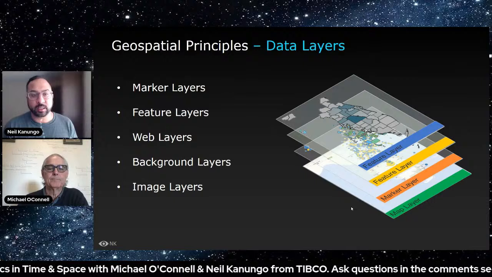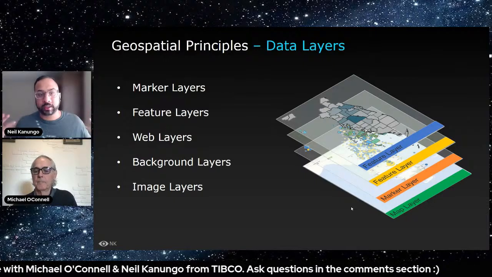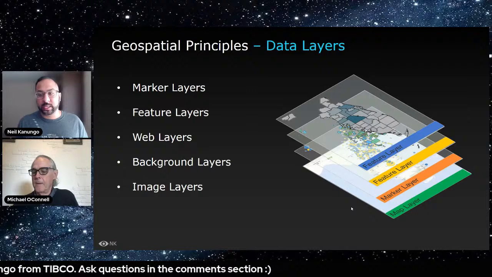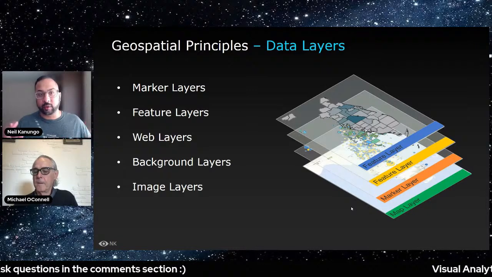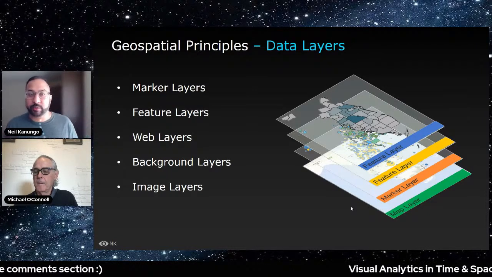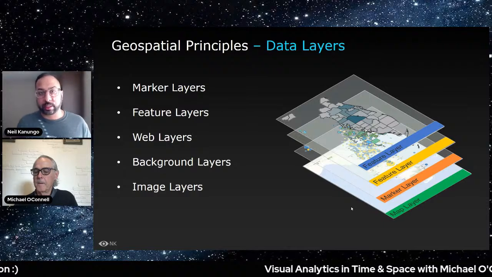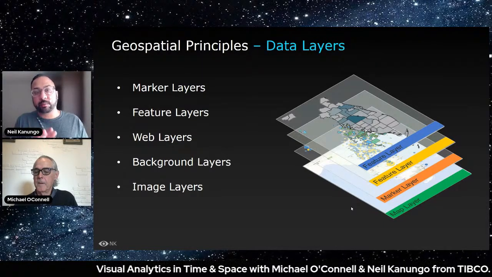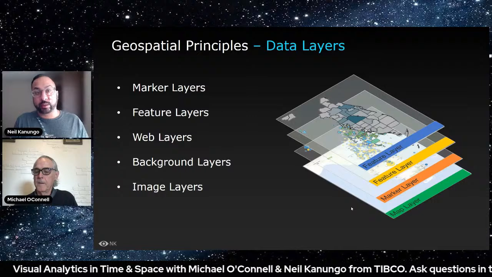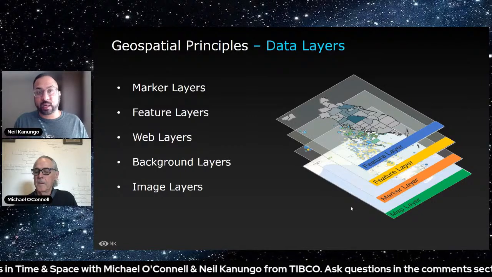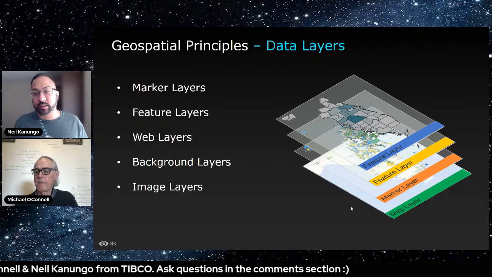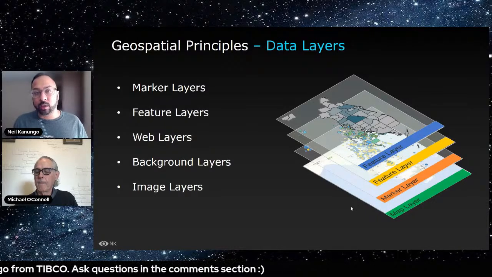So let's talk about data layers for a second. We talked about points, lines, and polygons, and you might use these to represent data in different ways on your map in whatever visualization tool you're using. Now in Spotfire, the visual analytics tool that TIBCO offers, you can have multiple layers that stack on top of each other, and you can represent points on top of lines, on top of polygons, all representing different data tables and different layers. So let's talk about what these different layers are.